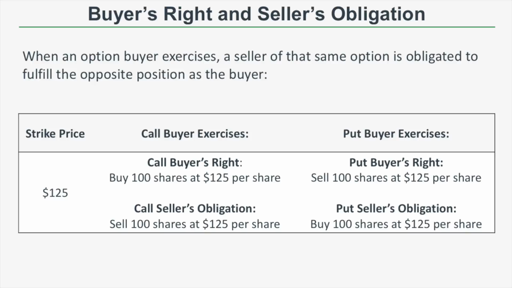In terms of puts, let's say we have a 125 put. If the put buyer exercises, they'll sell 100 shares at $125 per share. But the person who sold that put and is short that put will have to buy 100 shares at $125 per share if they're assigned on that short option.